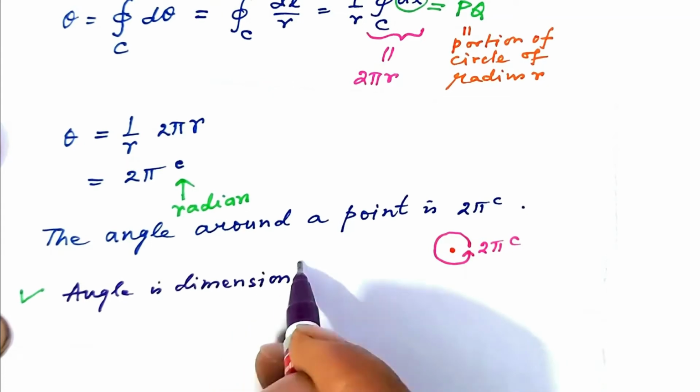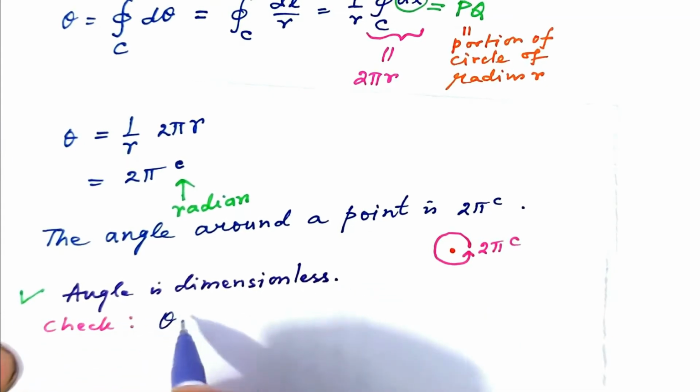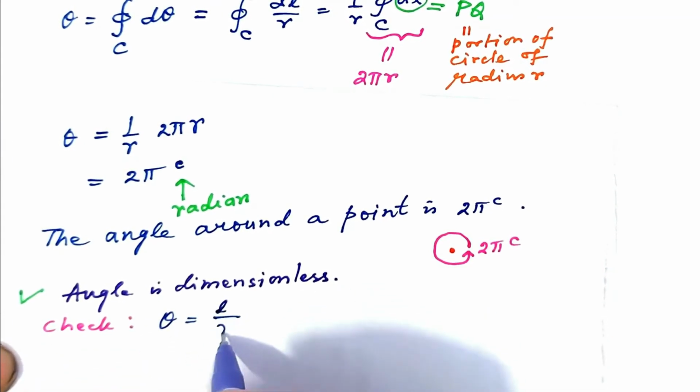Angle is dimensionless. Let us do a check. Theta equal to L by R.